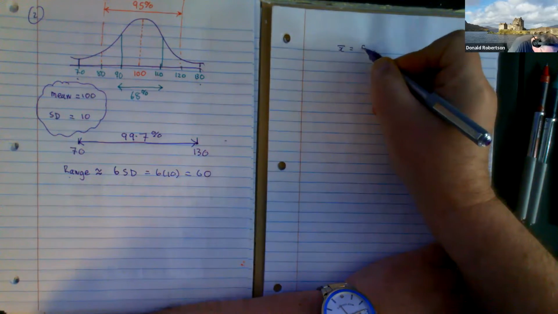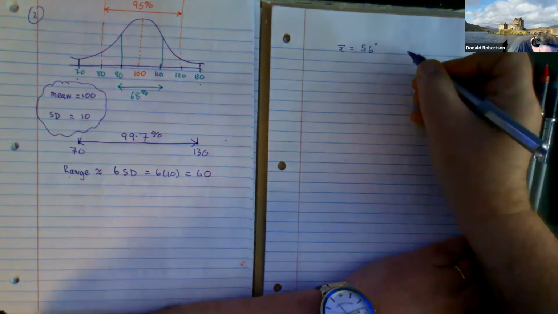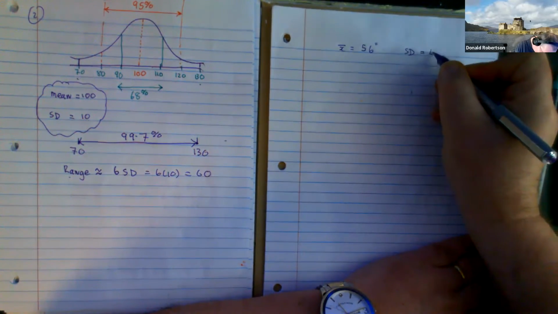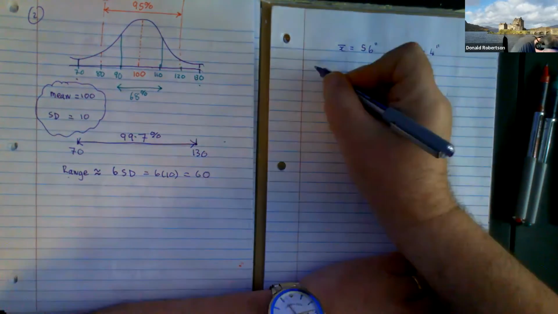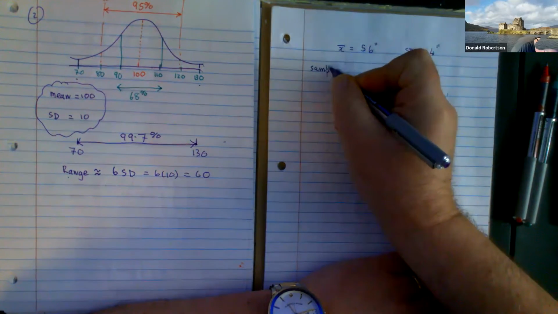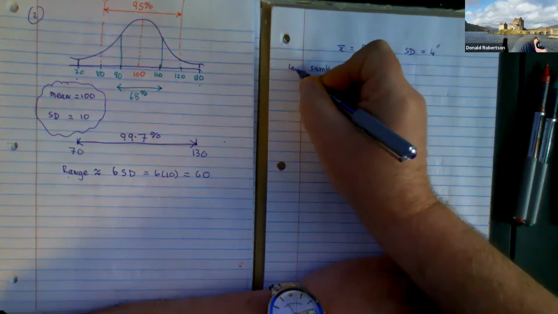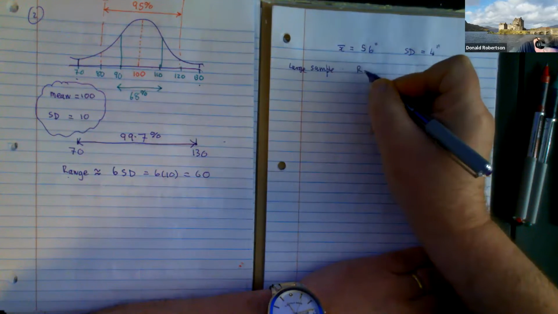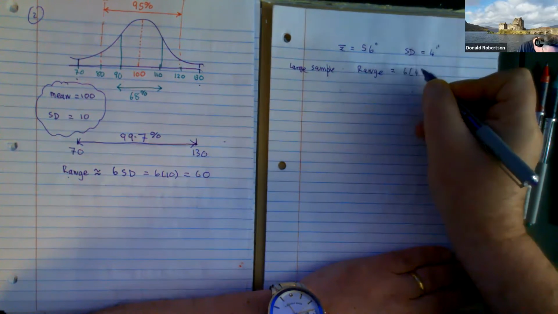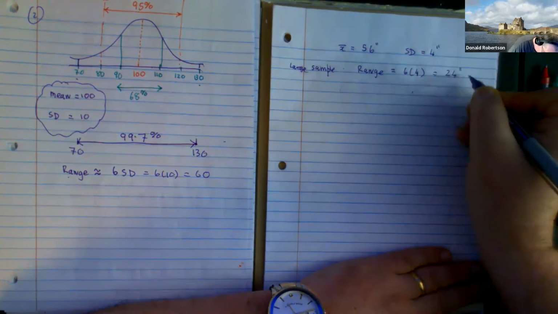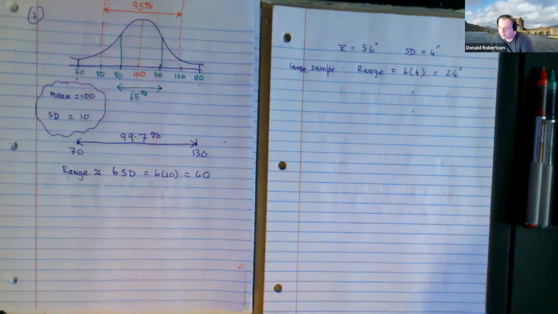The mean height of Scottish people is 56 inches, and their standard deviation is 4 inches. If I take a sample, let's call it a large sample, the range is going to be 6 standard deviations. The range is going to be 24 inches. So from the tallest adult that I find to the shortest adult I find, the range between those will be approximately 24 inches.